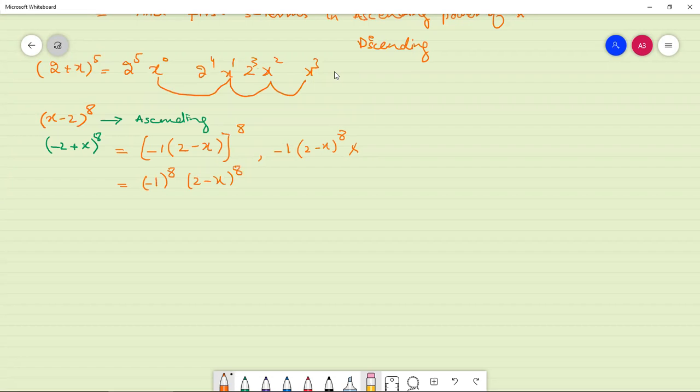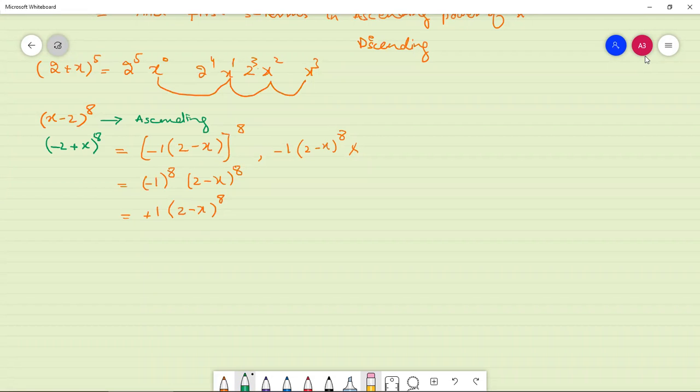We know that if there is an even power of a negative number, it becomes positive 1, and then 2 minus x power 8. So this is written like this: minus 1 power 8 and then 2 minus x power 8. Now you can expand it by using the binomial theorem, as you found above. How do we use the binomial theorem on this expression like above?